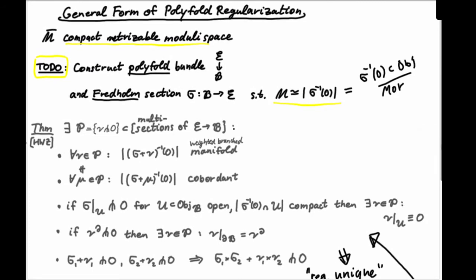Mainly I'm going to do the dual thing. I'm going to start with the actual construction and in the process tell you what the axioms for a polyfold bundle are.